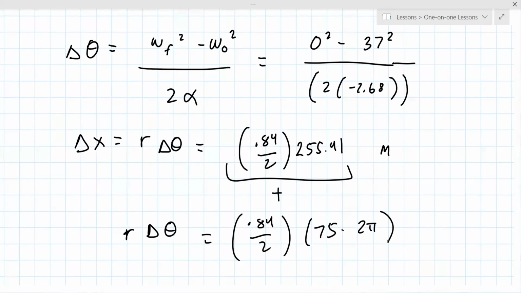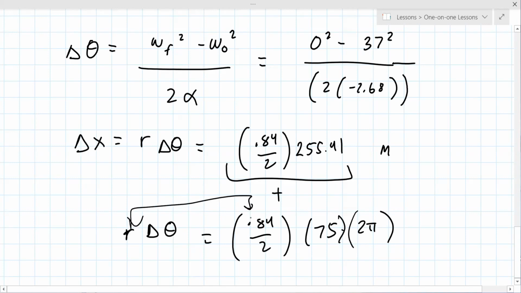Oh, so 2 pi radians because it's what? Say that one more time. It's 75 revolutions times 2 pi radians per revolution. Oh, so this is R. 0.84 over 2 is your R, and then your theta is that, 74 revolutions. I grabbed the wrong number there. Oh, 74 times 2 pi. You get that 474. All right, then you multiply that by 0.42. I get 195.28. Now let's see if this works.